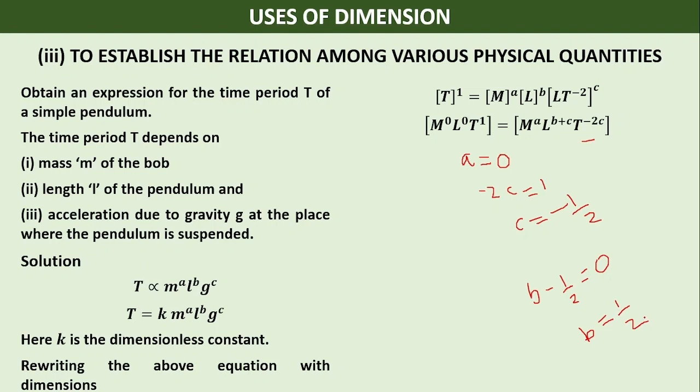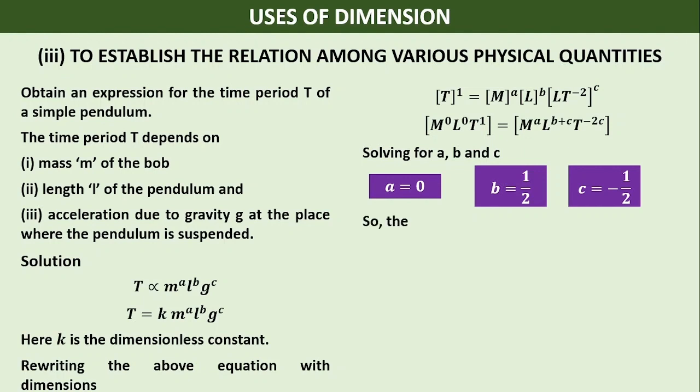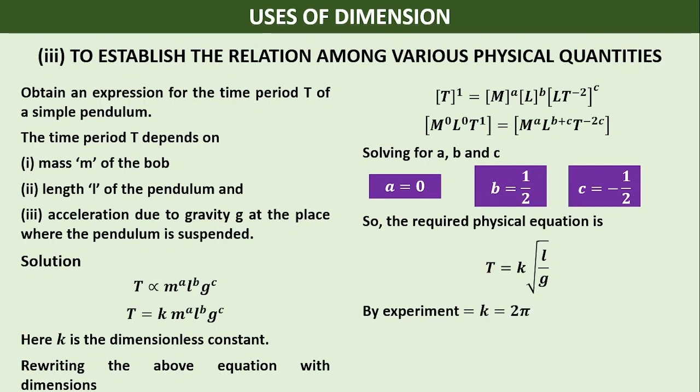So this is the way we find the values of a, b, c. Solving, a equals 0, b equals 1 by 2 and c equals minus 1 by 2. So the required equation is T equals k times root of L by g. The value of k is found by experiment. It's equal to 2 pi. So T equals 2 pi root of L by g is the proper equation.